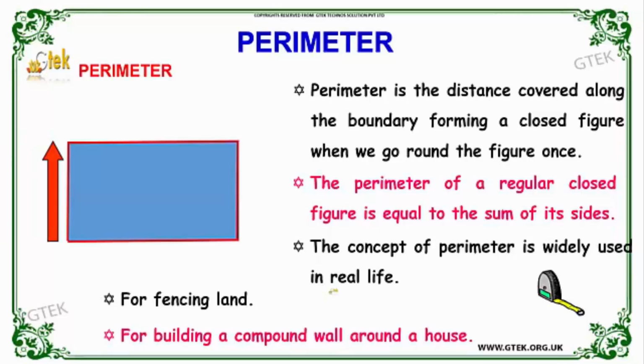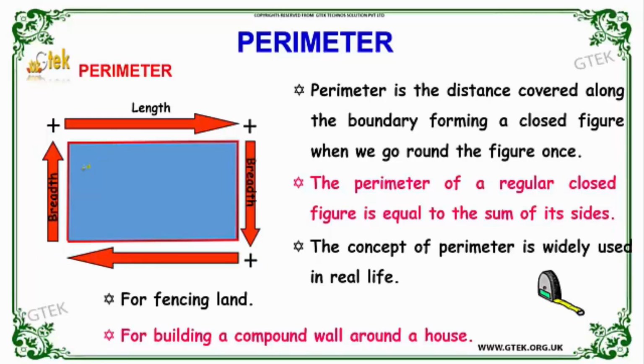Now let's see about perimeter. Perimeter is the distance covered along the boundary. You can find the boundary forming a closed figure when we go around the figure once. The perimeter of a regular closed figure is equal to the sum of its sides. So length plus breadth plus length plus breadth.